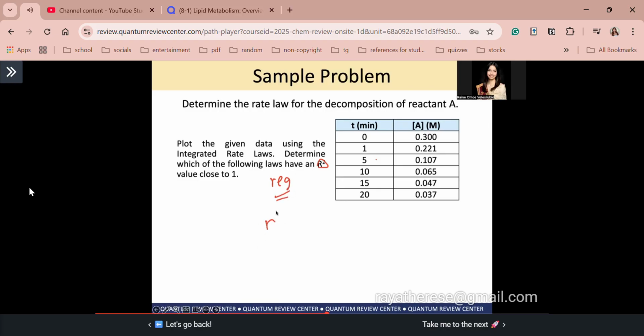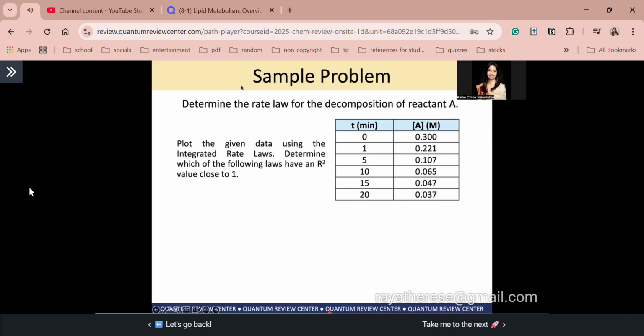Now, when you get the value of R, i-square niyo yan sa calculator niyo, and then you will get the value of your coefficient of determination. Now, the coefficient of determination measures the goodness of fit of a model to a certain data. Again, it gives us information on how good a fit a certain model or a certain equation is to a given data.